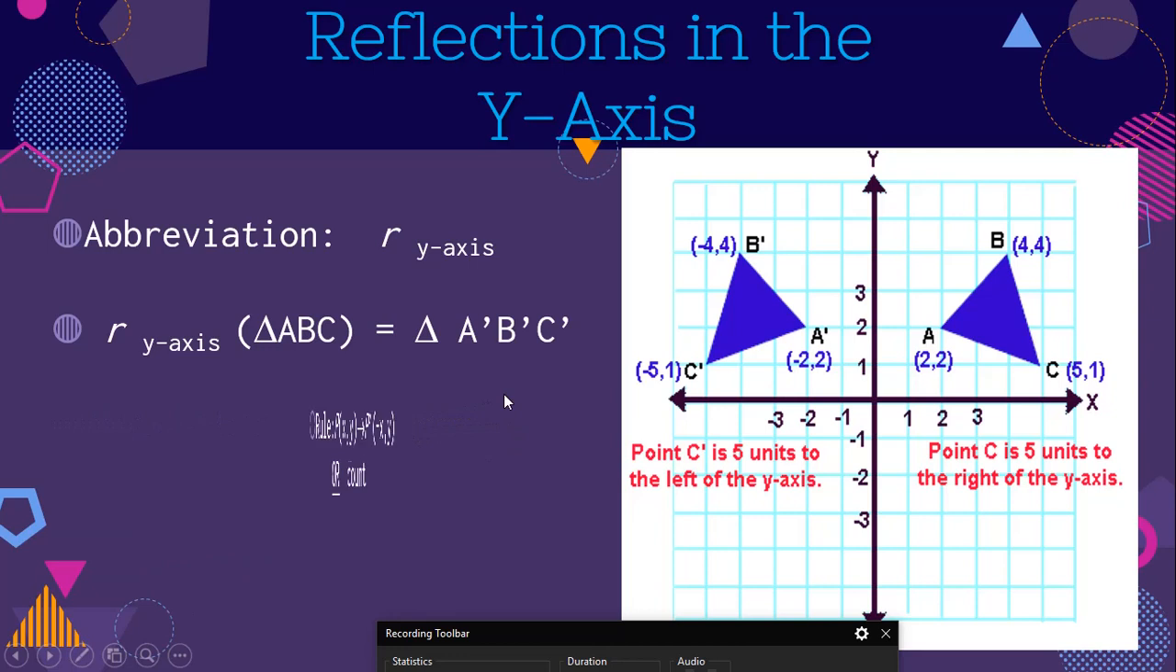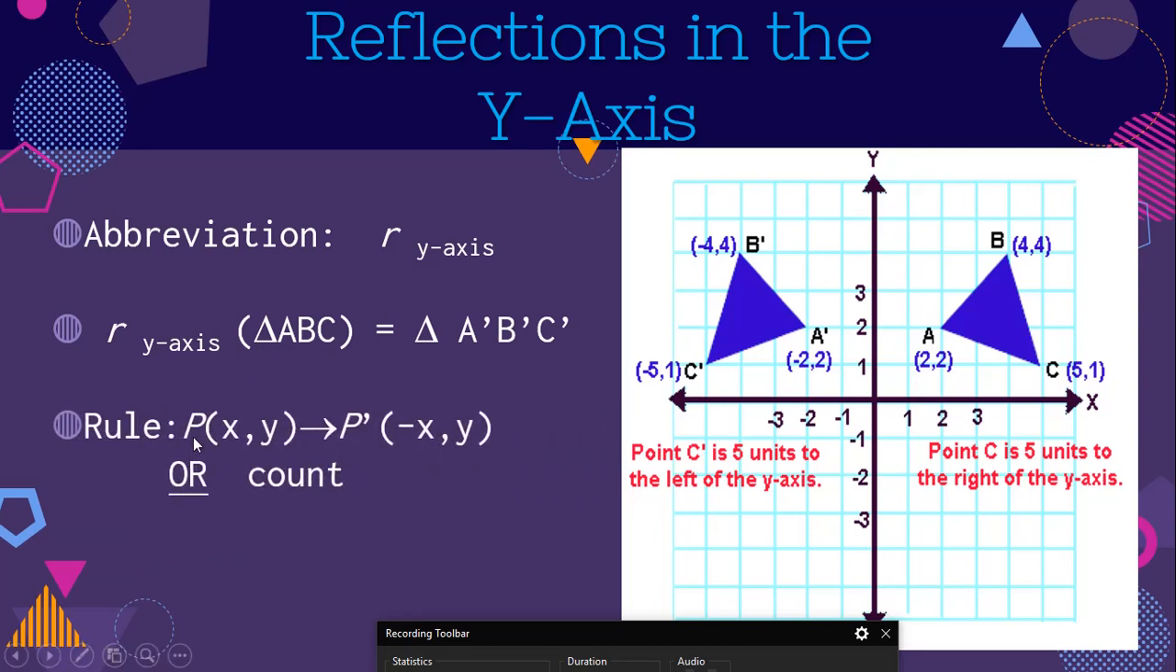So our generic rule, you're going to take a random point P located in the coordinate plane. It will map itself under a reflection in the y-axis. X will become its opposite value, y will remain the same.